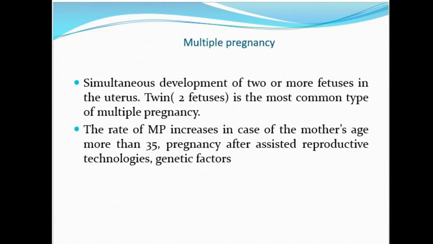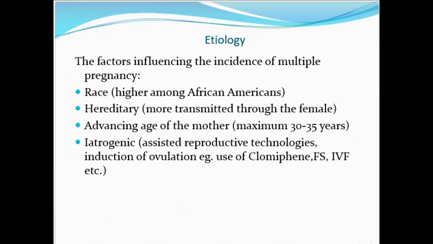Now, the rate of multiple pregnancy increases as the mother's age increases, that's more than 35 years. And sometimes also when we have assisted reproductive technology such as in vitro fertilization, and also genetic factors play a role. Now, with the etiological factors, we see it mostly high amongst African Americans, and so race plays a role over here.